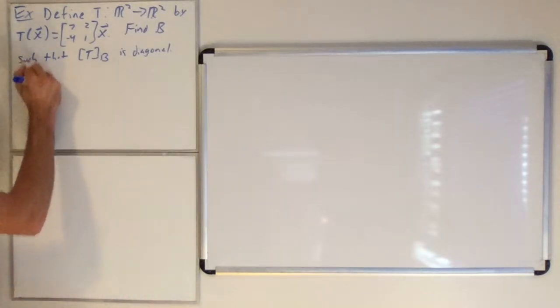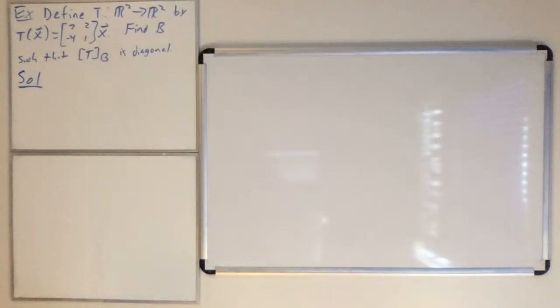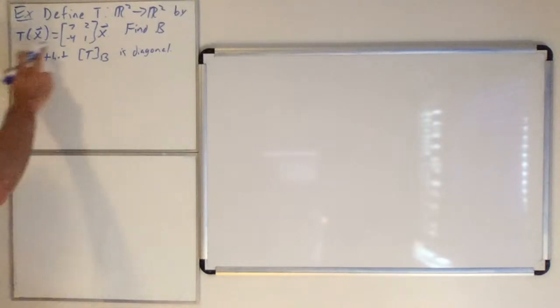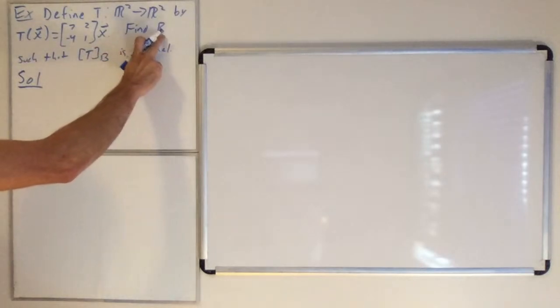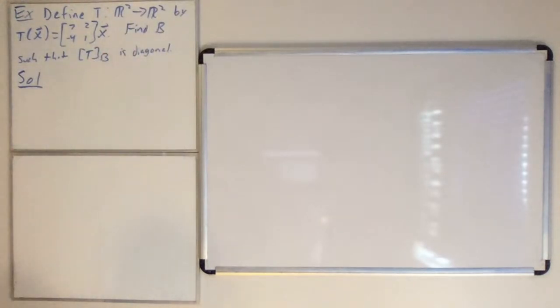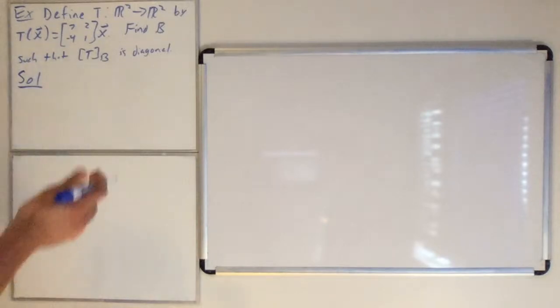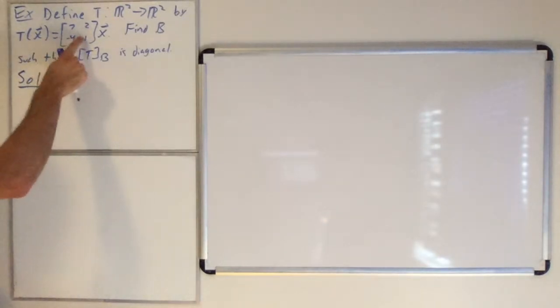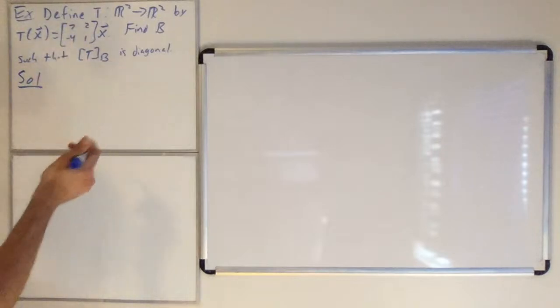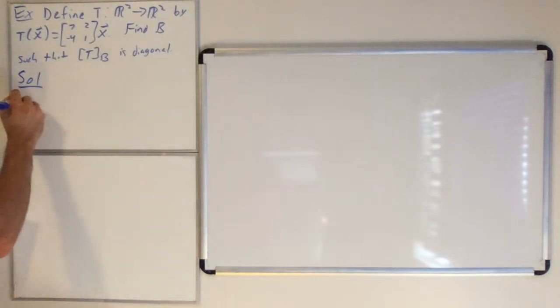All right. So we have this last example that we were looking at. We have this linear transformation, and we want to find a basis B such that the B matrix for T is diagonal. And we have a theorem that says basically what we want to do is diagonalize this matrix. So we'll let A be this matrix.